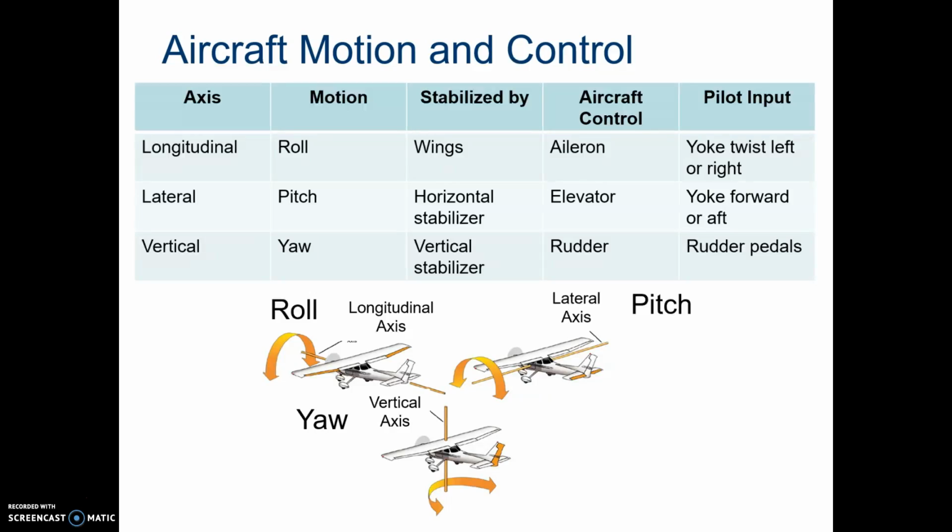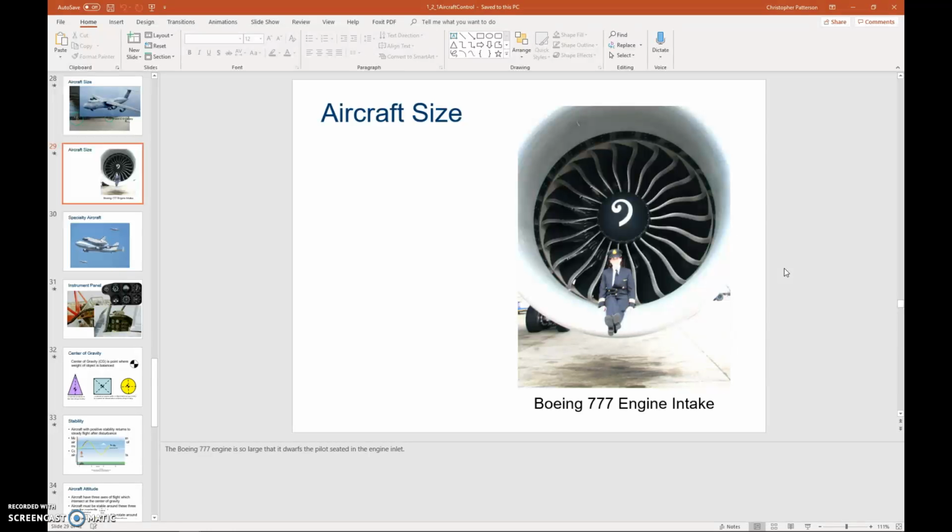So here, looking again at these three axes, you have longitudinal, lateral, and vertical. Longitudinal, the motion is roll, stabilized by the wings. Aircraft controls the aileron, that's the outside part of the wing. And once again, over here in the yellows, right there, left and right. And then the yoke twist left to right is the pilot input. For lateral, motion is the pitch, stabilized by the horizontal stabilizer. The aircraft controls the elevator, and the pilot input is the yoke forward or aft. And then vertical, motion is yaw. That's the bottom picture down here. And then stabilized by the vertical stabilizer, aircraft controls the rudder, and then the rudder pedals, what the pilot uses as input there. And that's it for those notes.